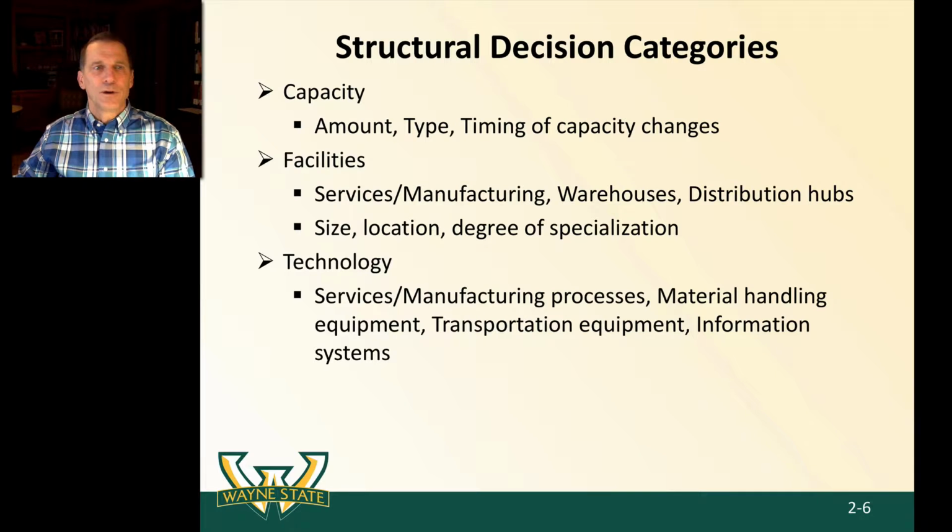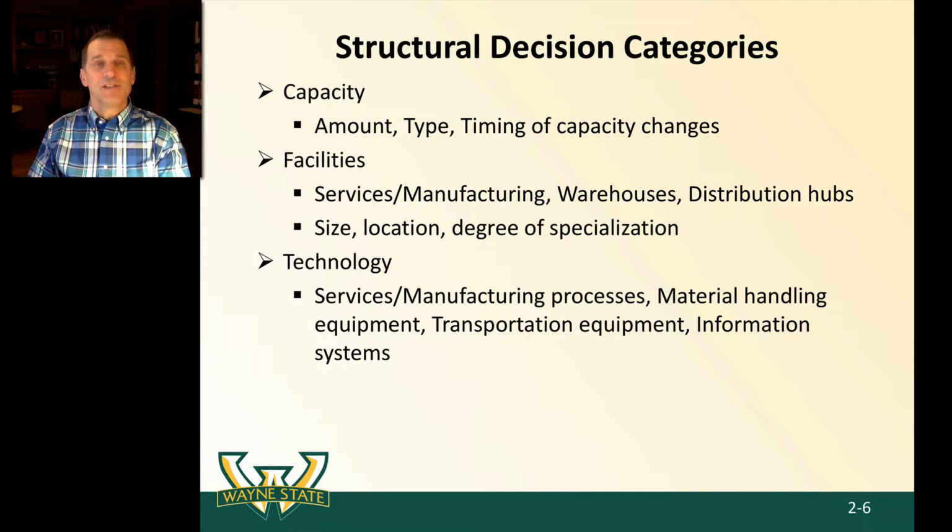So it's structural decision categories. When we look at operations, these are common structural decision categories. How much capacity do we need? The amount of capacity, the type of capacity, when we add capacity or take capacity offline and sell capacity, for example. When do we need it? How much do we need? And where do we need it?